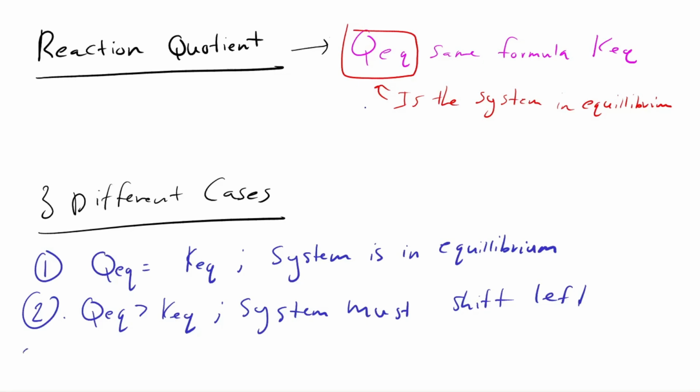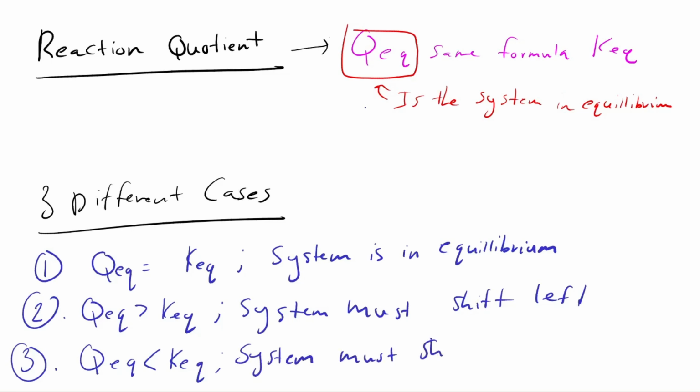And for number three, my third case, if my Q is less than my K_eq, then it would be the opposite of this, and my system would shift to the right. All right, so those are my three different cases.